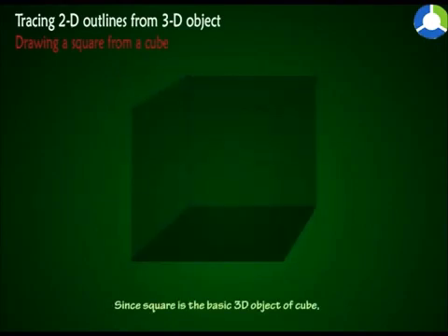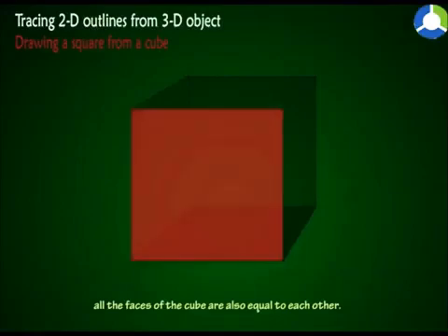Since square is the basic 3D object of cube, all the faces of the cube are also equal to each other.